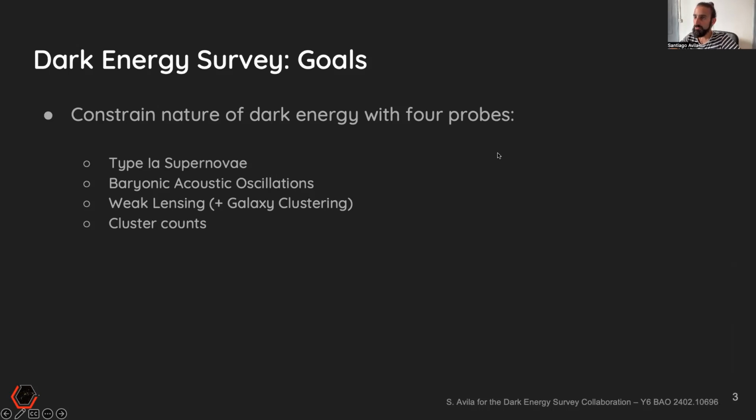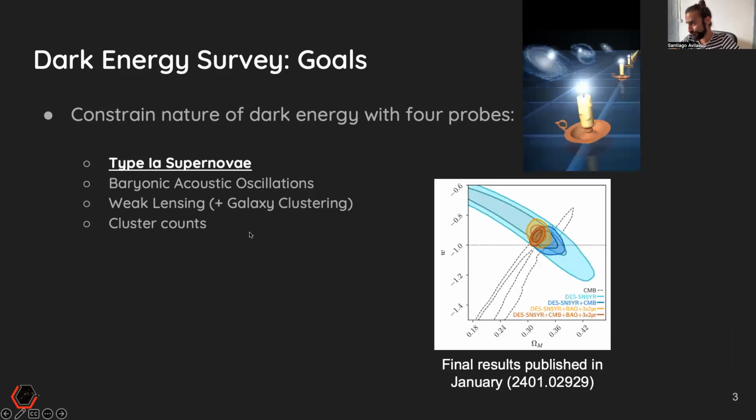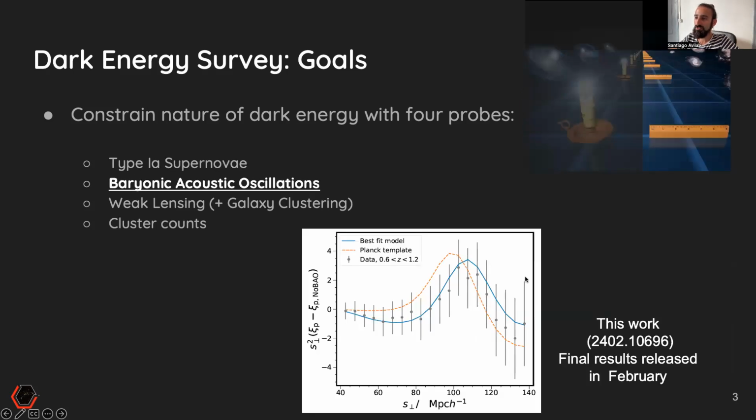The goal of the Dark Energy Survey is to constrain the nature of dark energy and other cosmological parameters with 4 probes: Type Ia supernovae, baryonic acoustic oscillations, weak lensing in combination with galaxy clustering, and galaxy cluster number counts. The supernova results came out in January this year. I'm not going to talk about them, but you can click on this link and find out more. I will be talking about baryonic acoustic oscillations, which was also released earlier this year in February, and I will be talking about this in detail now.